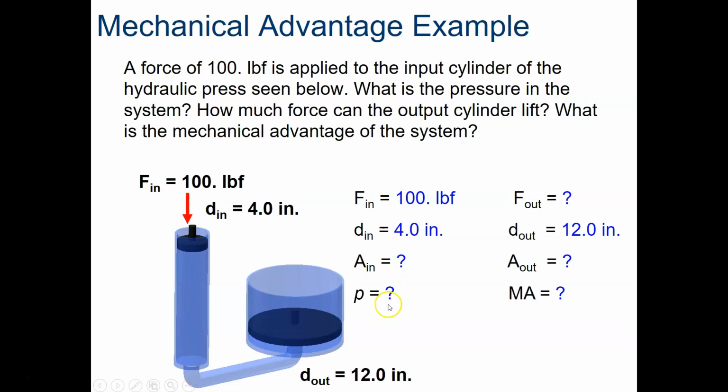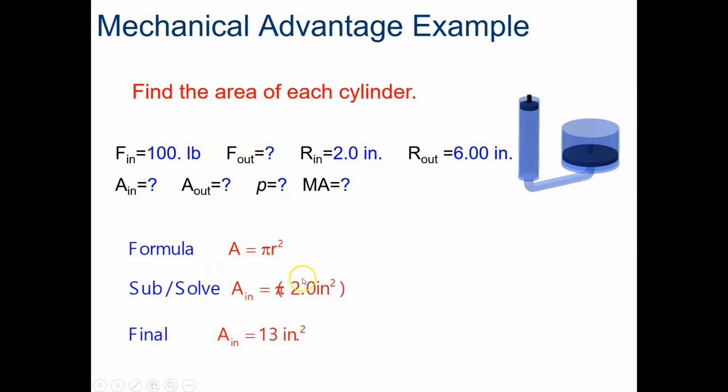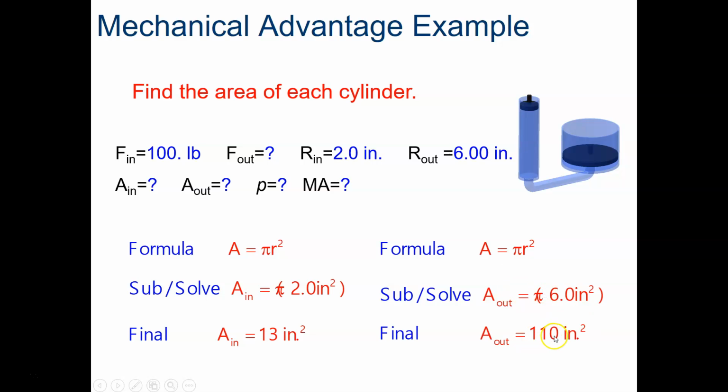So here we just want to list all the input data and all the output data. The input force is 100 pound-feet. The diameter is 4 inches. We're going to find the input area using that diameter, and then the pressure. And then we've got all of our output information. For the area of the first cylinder, the input cylinder, the radius was 2, so we just use pi r squared. This first input cylinder is 13 square inches. The output cylinder has a radius of 6 inches, so we do the same thing there, and we get an area of 110 square inches.